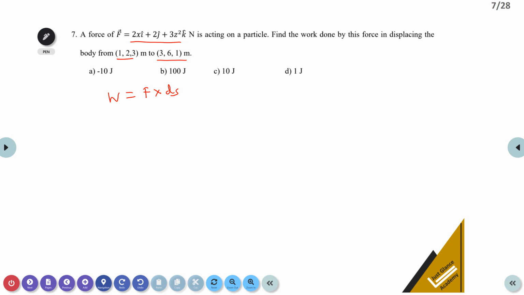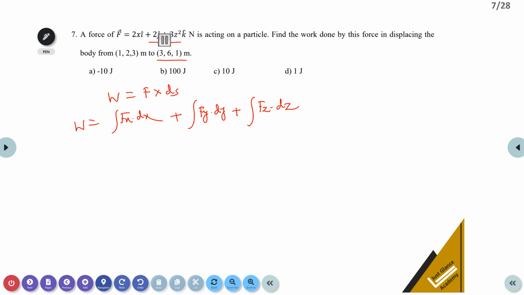Here there is a variable force supply. Work done equals, in the system problems here, because i, j, k has been given, you write the integration of Fx dx first. Next, plus the integration of Fy dy, plus the integration of Fz dz.